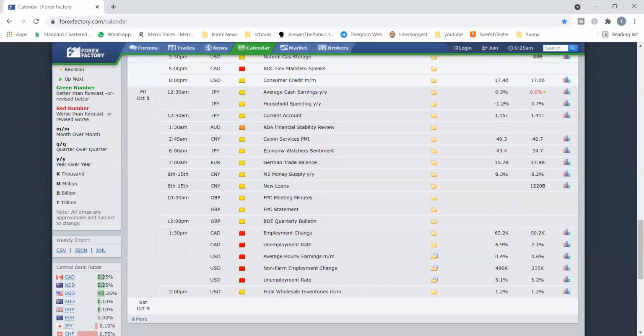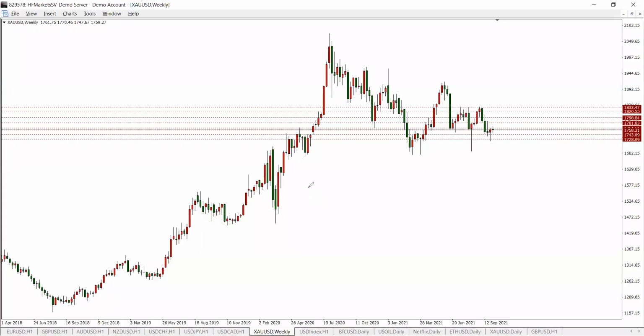But till then, trade safely, ensure that your stop loss is in check, ensure that your risk management is up to par, right? So that you don't make any mistake whatsoever.